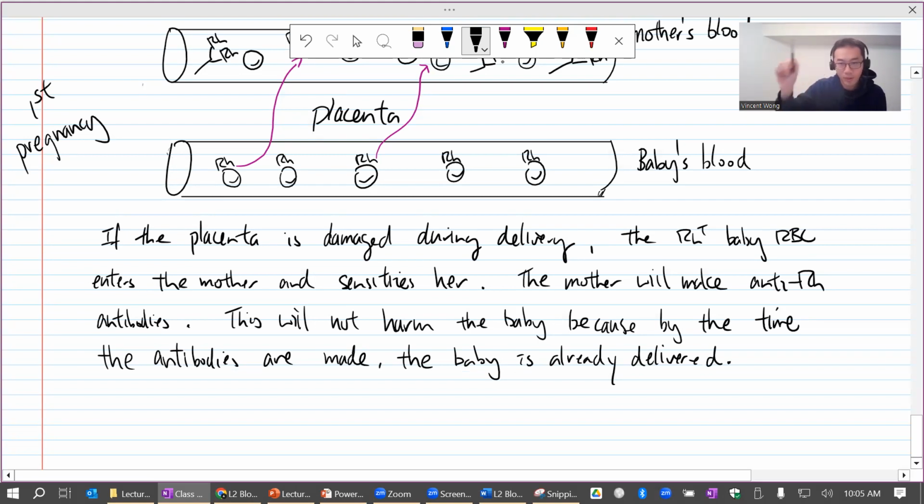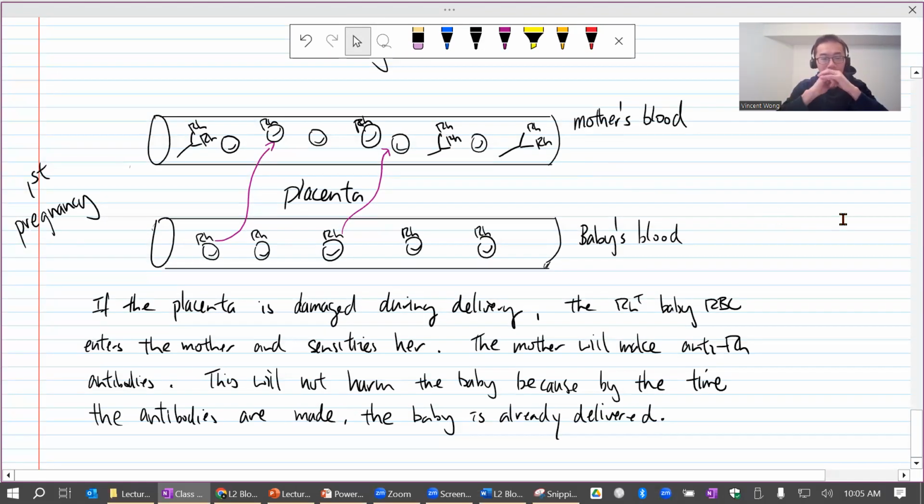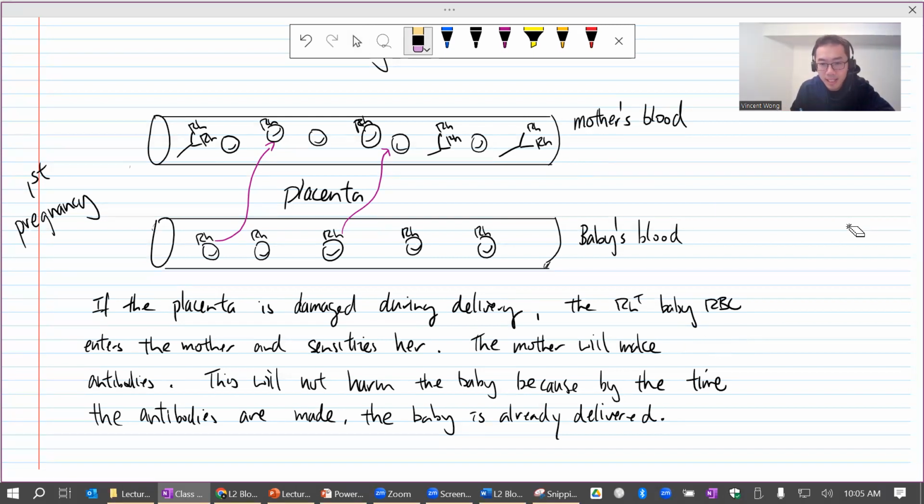Yeah, hold that thought. We will find out what happens. Quick question. On the second line from the top, the mother will make, I can't make out the word. The fourth word? Yeah. The mother will make anti-Rh. Sorry. Anti-Rh. Okay, thank you.